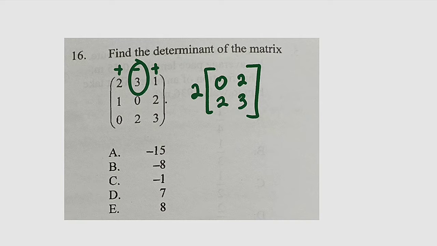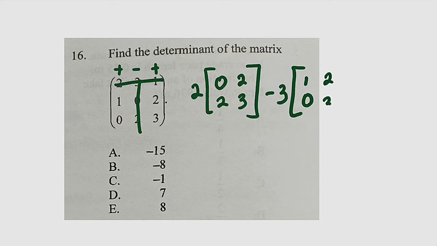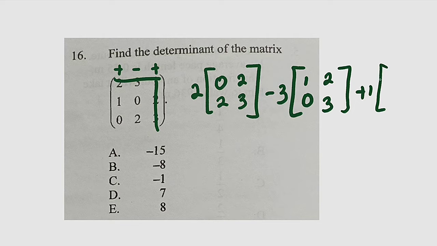We have minus 3. Form another matrix by deleting this row and this column. We have 1, 0, 2, 3. And lastly, we have plus 1. Form another matrix by deleting this row and this column. We have 1, 0, 0, 2.